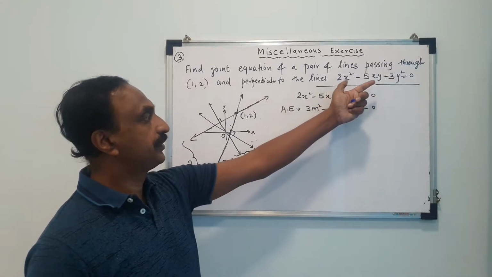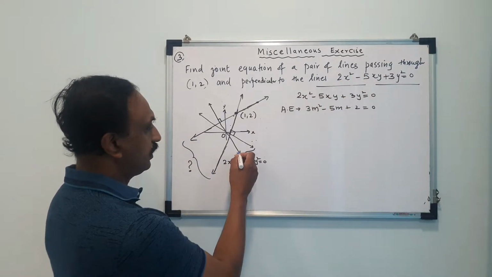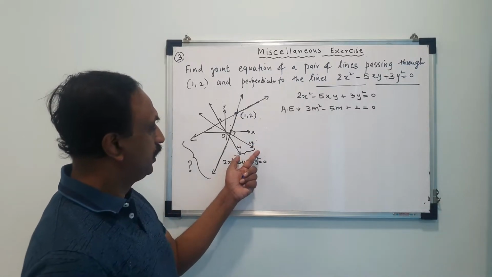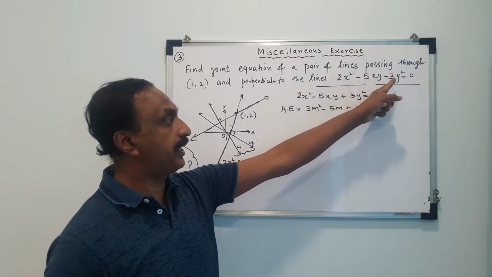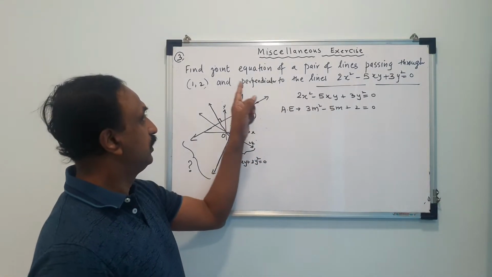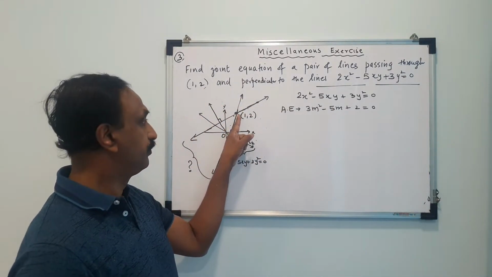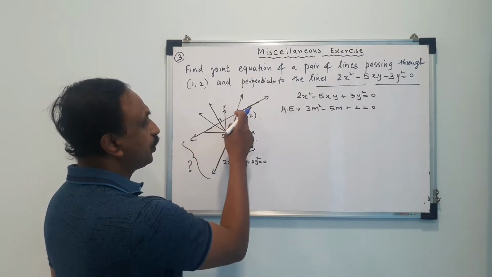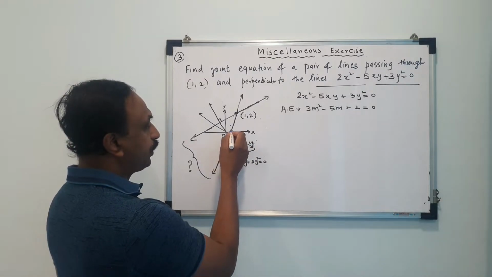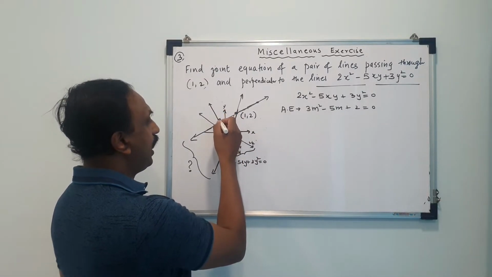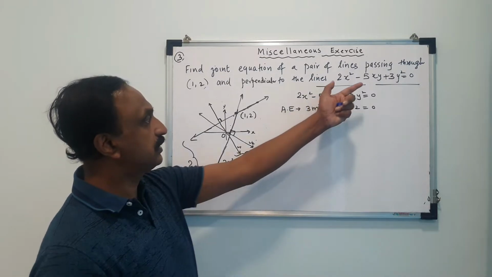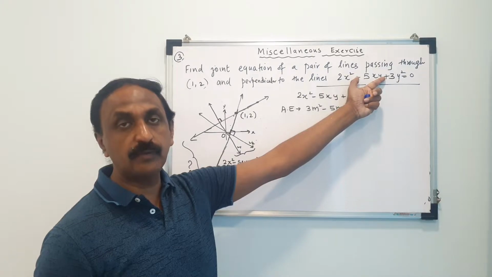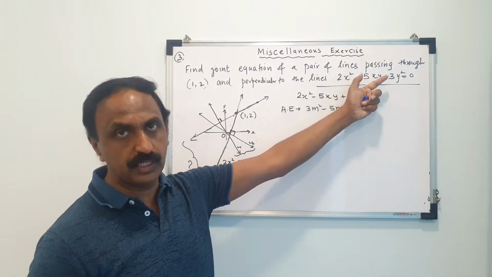First of all, the question: the given combined equation of L1 and L2, let me denote by L1, L2. They are the lines represented by 2x square minus 5x plus 3y square equal to 0. The point 1 comma 2. We need to find a pair of lines which are passing through 1 comma 2 and perpendicular to L1 and L2. That means the required line is perpendicular to this line. Last time what we did is required line was parallel to the given line. Here it is perpendicular. That's all the difference.